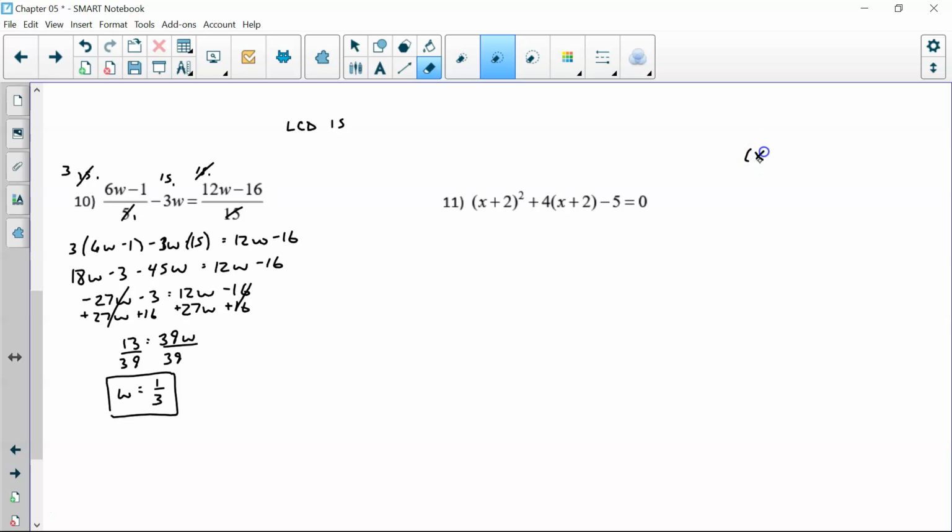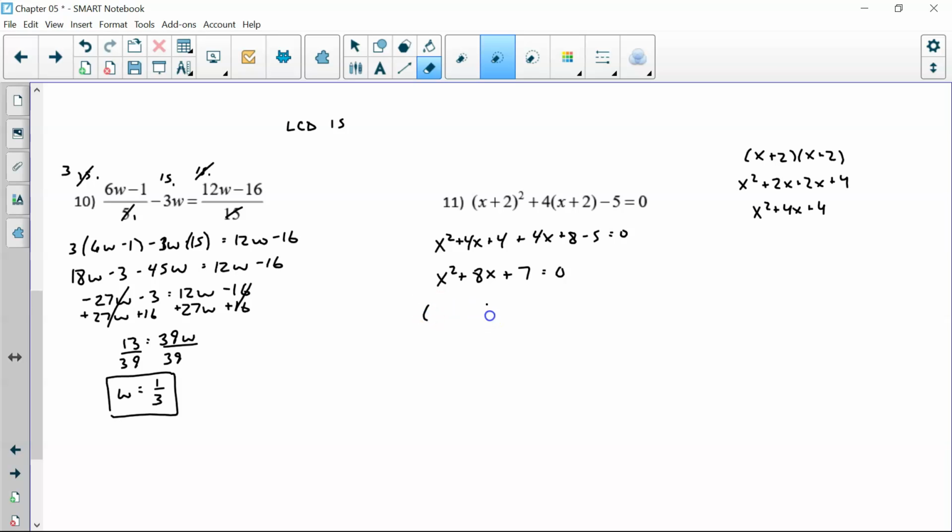And now for the last one. Be careful when you square the x plus 2. You're going to get x plus 2 times x plus 2, which is x squared plus 2x plus 2x plus 4, which is x squared plus 4x plus 4. Plus, distribute the 4. 4x plus 8 minus 5 equals 0. So we have x squared plus 8x plus 7 equals 0.